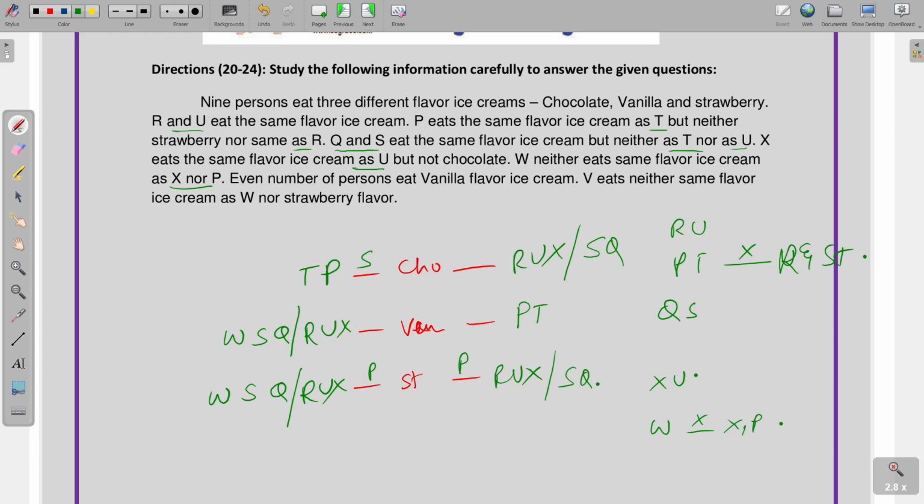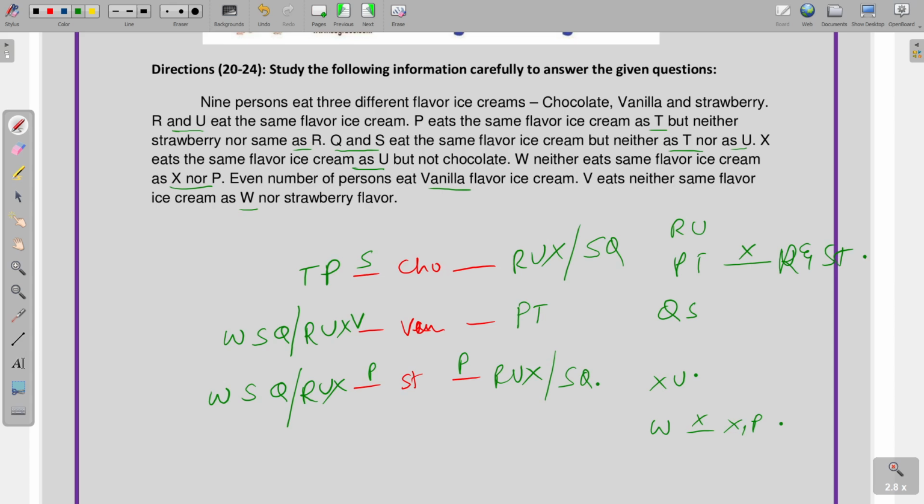And next, even-numbered persons eat vanilla flavor ice cream. So there are 4 even-numbered persons eating vanilla flavor ice cream. Already 2 persons came here, and 3 persons came here. And remaining, V eats neither the same flavor ice cream as W. V is not with W, not strawberry flavor. So V cannot come here, and since V is not with W, V exactly follows vanilla ice cream.